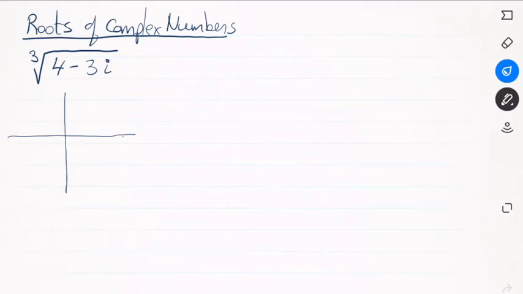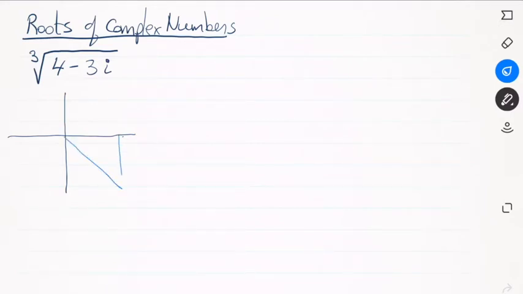So here's the worst case scenario. It's a root of a complex number, and it causes some difficulty because it's not a simple answer like multiplying two of them together or raising it to a whole number power. So here basically we're doing 4 minus 3i to the 1/3 power. We're going to start off the same way though. 4 minus 3i will put us in the 4th quadrant.